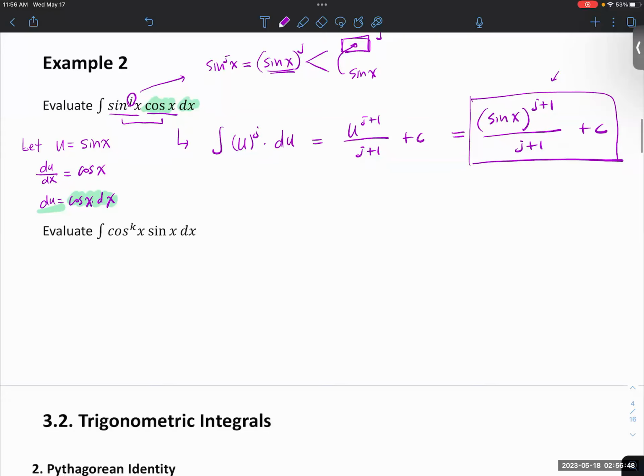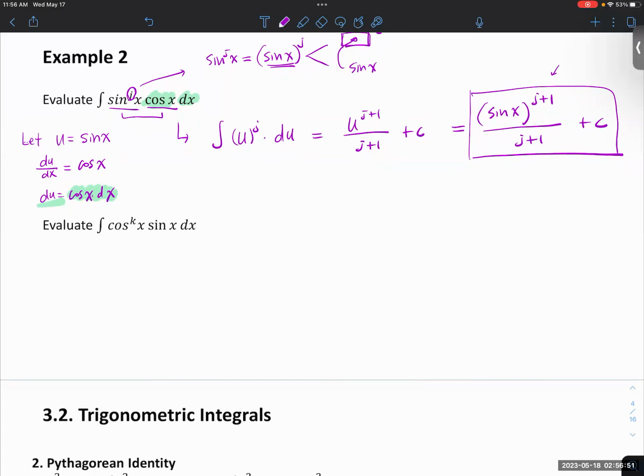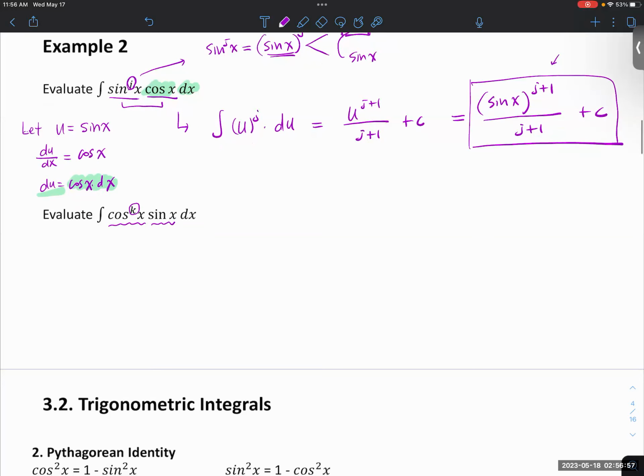Likewise, next we still have cosine times sine x, but this time cosine has a power. It doesn't matter, we see the structure, cosine has been subbed. So cosine kth power x means cosine x to the k. So we see that there's a kth power function and cosine has been subbed.